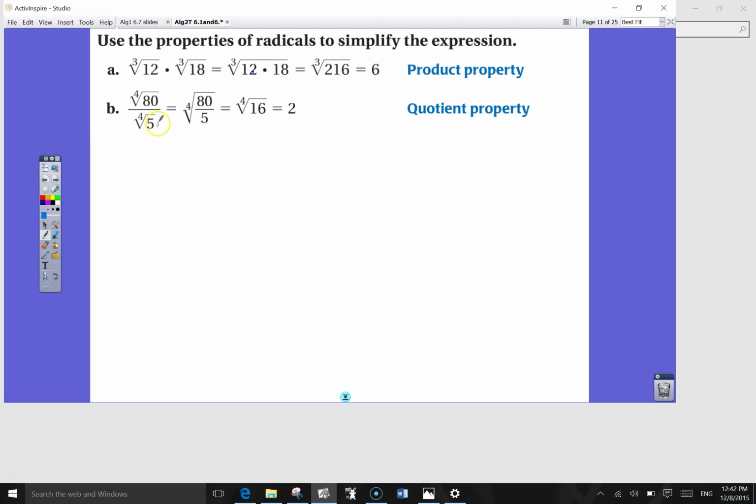And here we've got the quotient of radicals, so we'll use the quotient property and make that one radical of the quotient. 80 divided by 5 is 16. So the fourth root of 16 is 2.